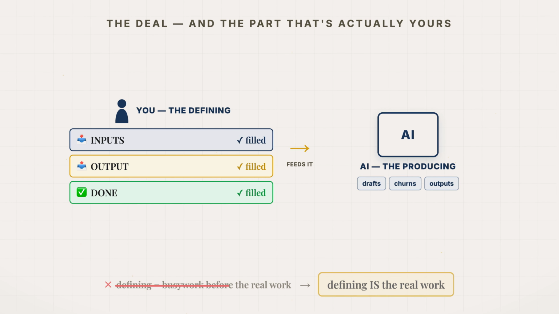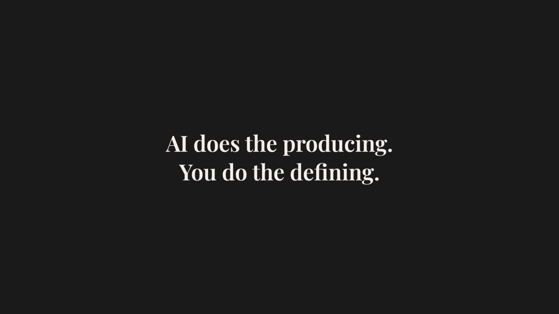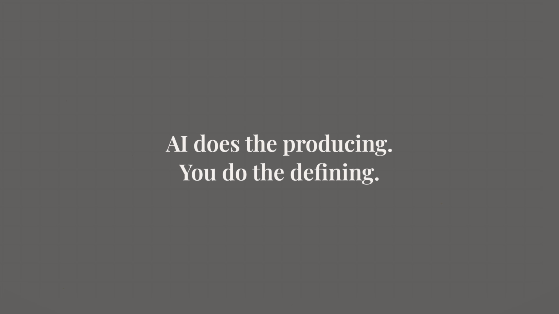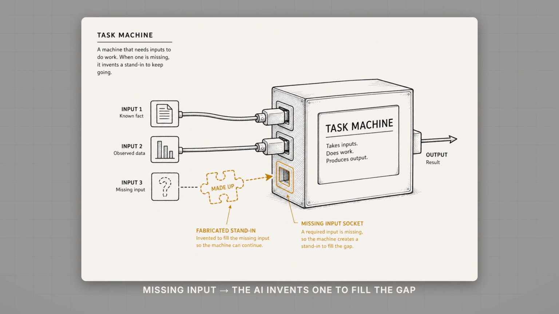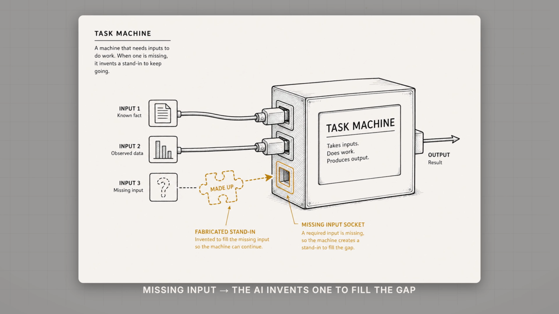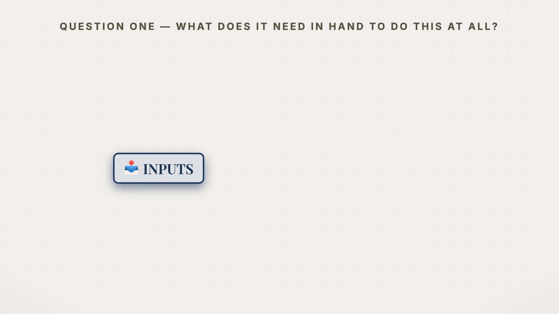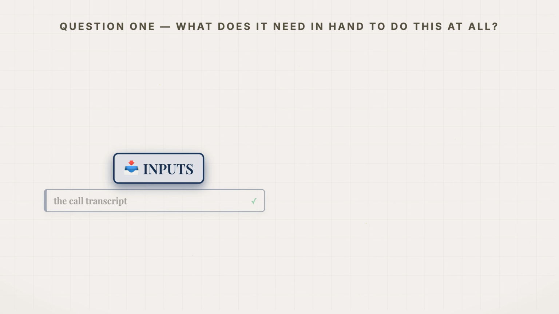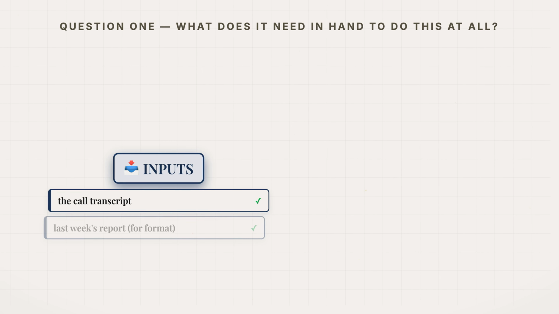The AI does the producing. You do the defining. That's the deal. And the defining is the part that's actually yours. Question 1, what goes in? The inputs. What does the AI need in hand to do this task at all? The call transcript, last week's report, so it matches the format. The 3 bullet points the email is based on.